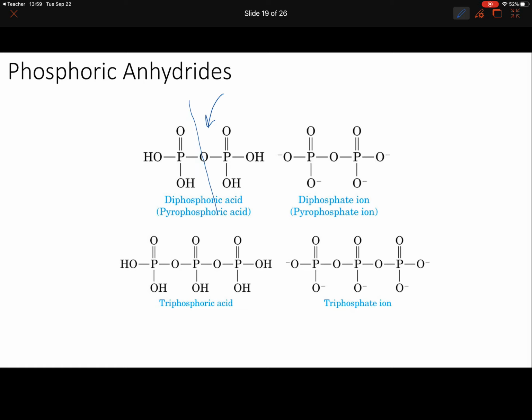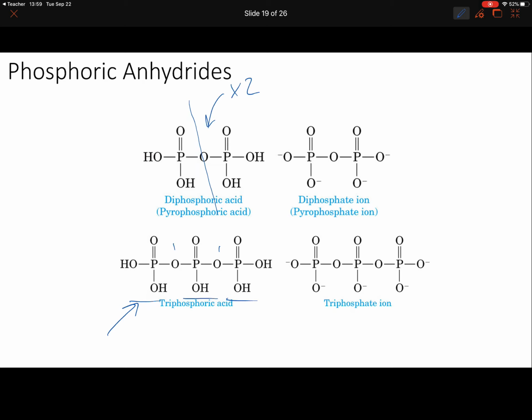This is just 2 phosphoric acids, just like an anhydride. We've lost the water here so that the O's could be the same, and these 2 phosphoric acids are connected. So this is a phosphoric anhydride, and this is another phosphoric acid anhydride. This one just has 3 connected, so 3 molecules of phosphoric acid forming 2 of these phosphoester bonds.